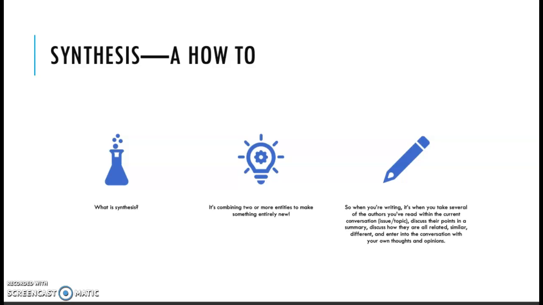So when you're writing, it's when you take several of the authors you read within the current conversation, your current issue, your current topic. You're going to discuss their points in a summary, discuss how they're related, similar, or different, and then you're going to enter into the conversation with your own thoughts and opinions.